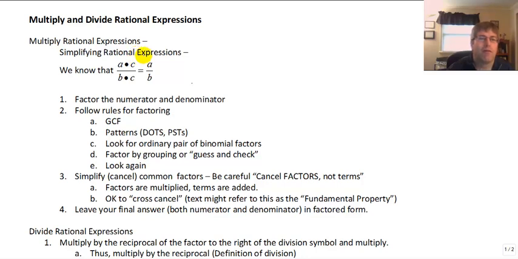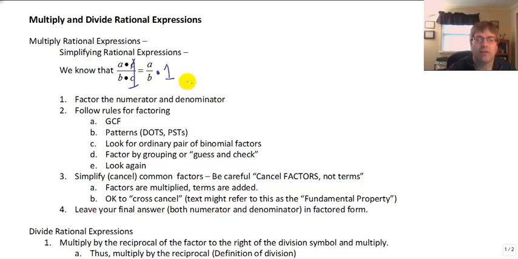So from our simplifying rational expressions, we remember that if we have factors in fractions, if we have a times c over b times c, that is equal to a over b, because c over c cancels. Anything divided by itself is 1. So this is really a over b times 1. So it simplifies to 1. We usually use the fact that they cancel, but it simplifies to 1. And of course, that's our fundamental property.